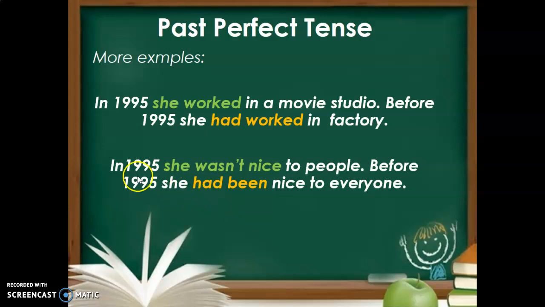Another example, in 1995, she wasn't nice to people. But why? Before 1995, she had been nice to everyone, right? So before, she was nice to everyone, but she had been nice to everyone. She had been nice to everyone. That is the right tense. Because then after that, we have another action in the past. That's why in 1995, she wasn't nice to people, right?